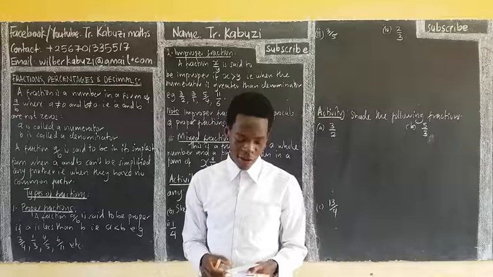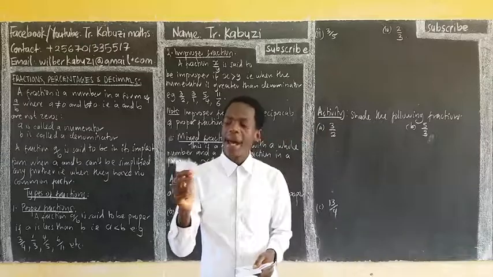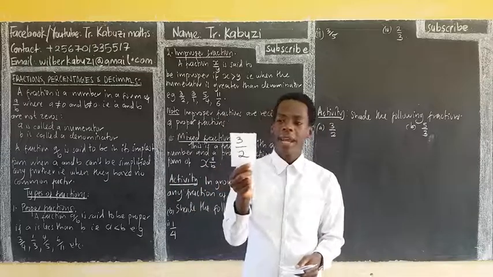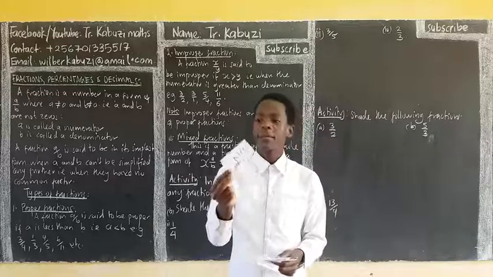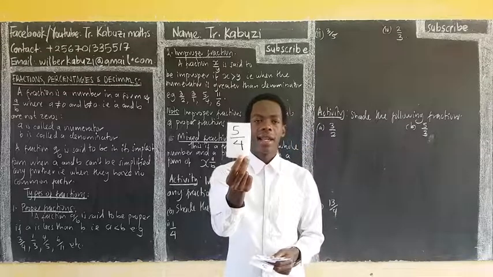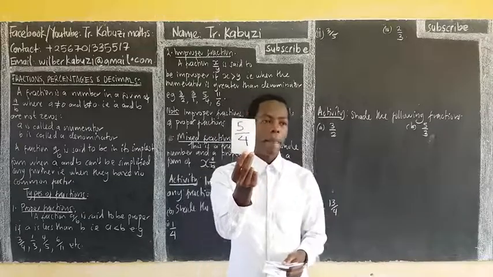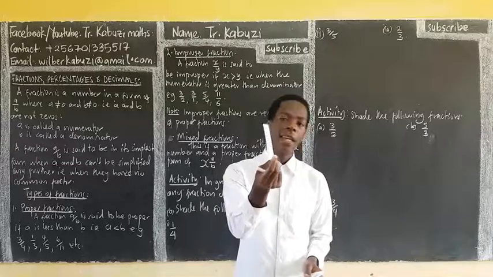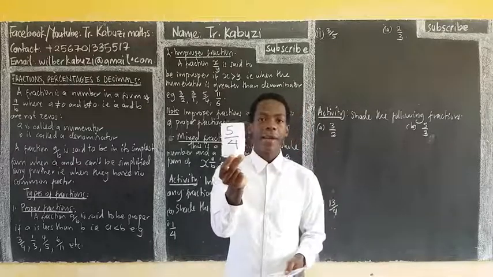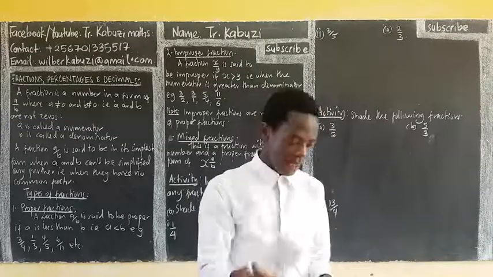It's improper. Why? Okay, because the number in the numerator is bigger than the number in the denominator. Okay, what about this? Yeah, we have this also. Improper, proper. Improper. Why? Because the number in the numerator is bigger than the number in the denominator.